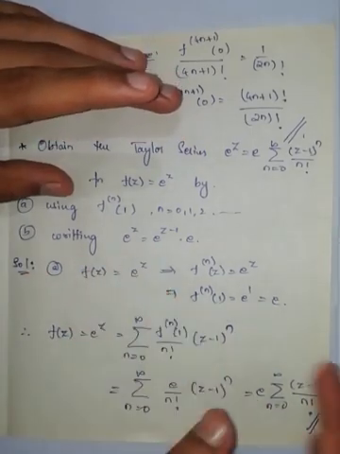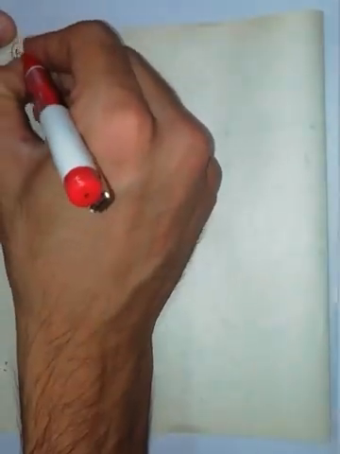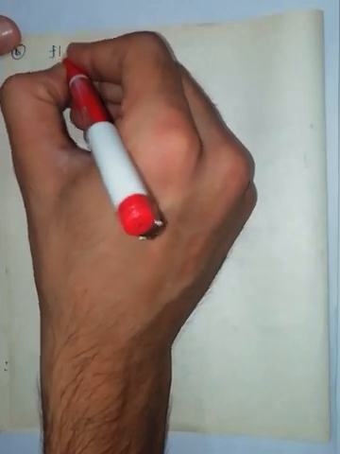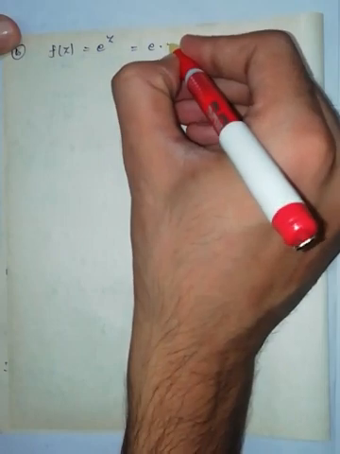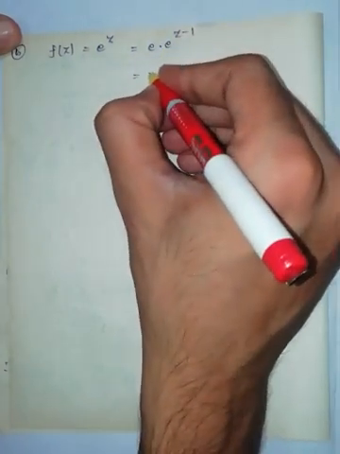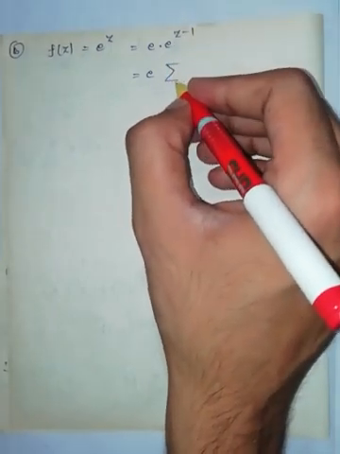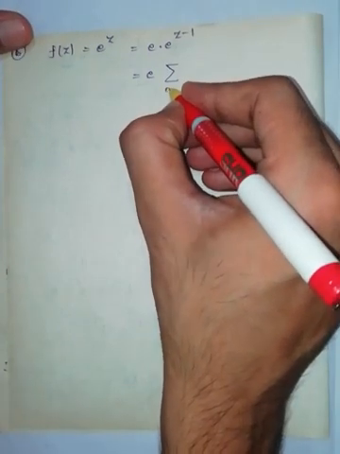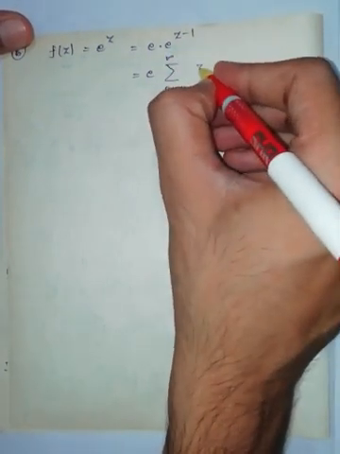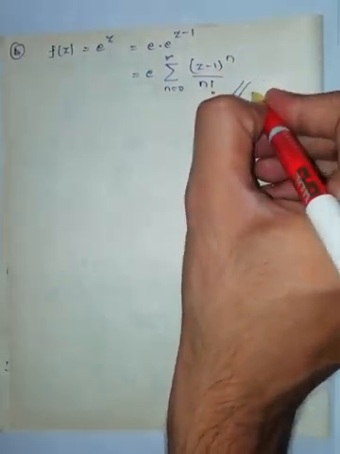Now second one, B. f of z is equal to e to the power of z. E to the power of z can be written as e into e to the power of z minus 1. E into, since we just replace z as z minus 1 in what we have got in the Taylor series expansion of e to the power of z, summation 0 to infinity z minus 1 to the power of n by n factorial.